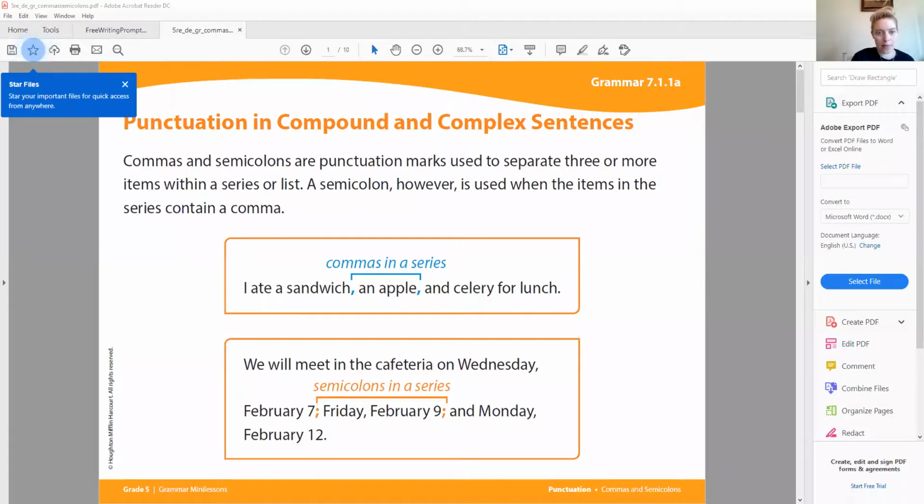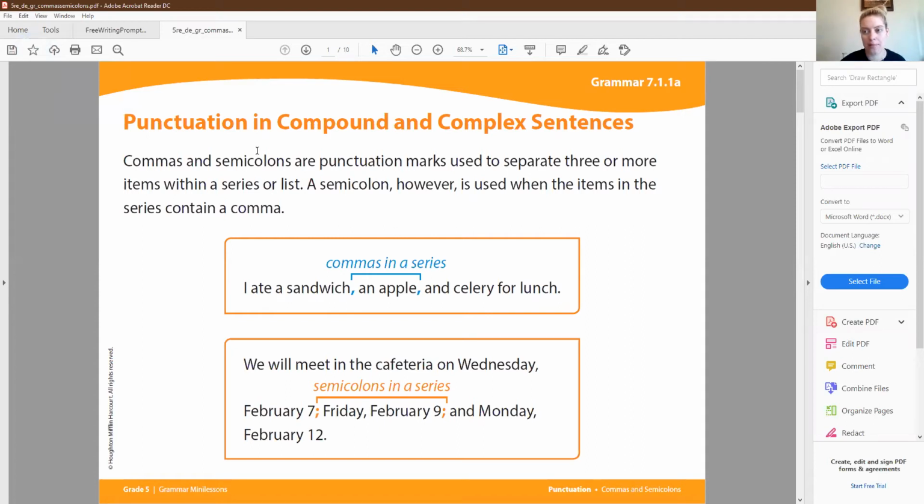All right, so let me share my screen with you. Make sure you have your grammar notebook out because you're going to be taking some notes in grammar. All right, so we're going to be talking about punctuation in compound and complex sentences, okay? When I talk about punctuation, I mean commas and semicolons. That's what we're going to focus on today.